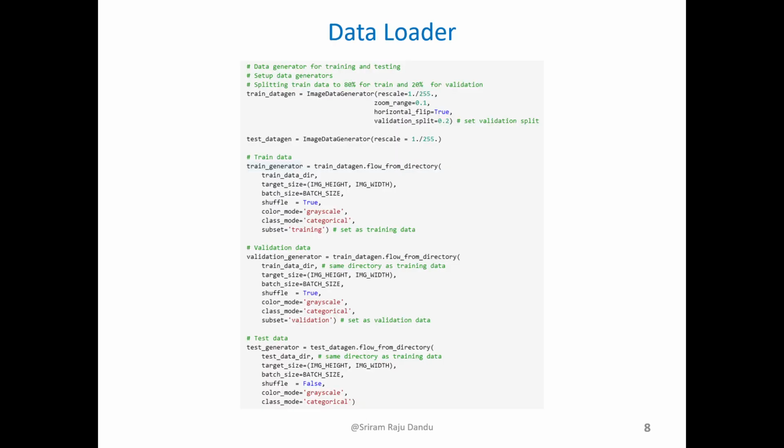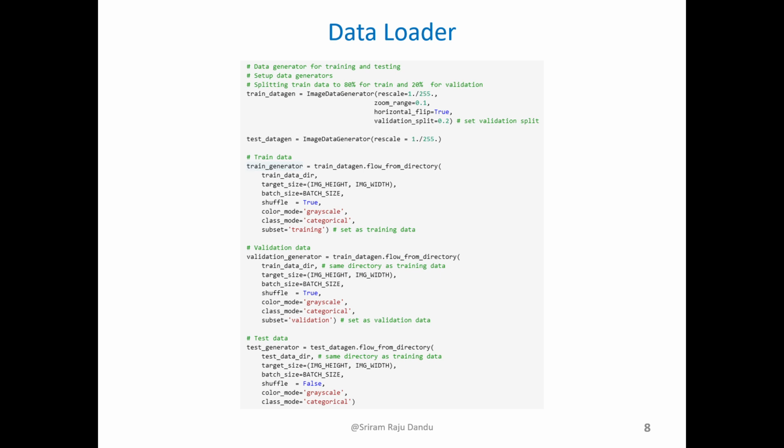Now if you look into the code, I use the image data generator to rescale, to normalize my pixel values. And I also added a zoom range that is 10% of the size of my image, that's 48 pixels. And I also added a horizontal flip so that I'm adding some variance to my data set. And I did an 80 to 20 split for the train and validation set.